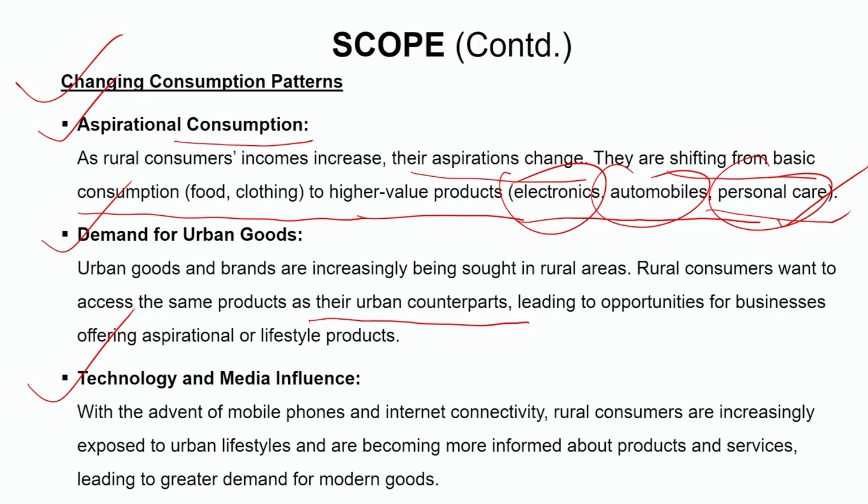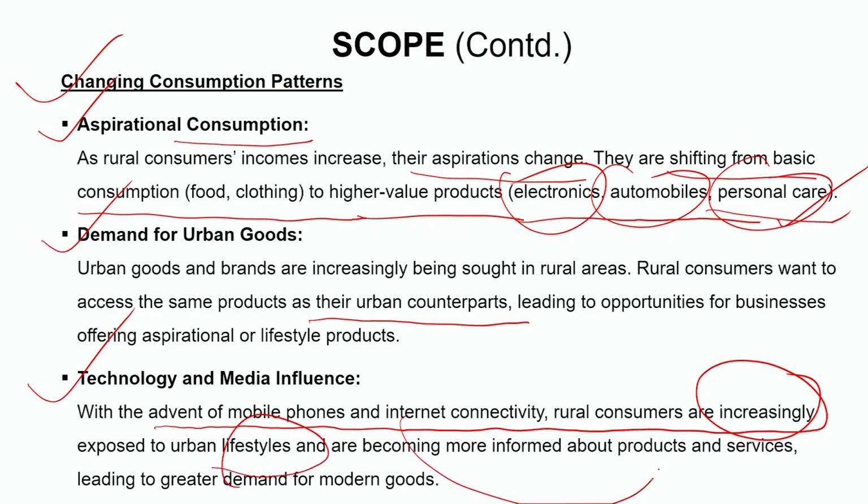Basically, we are trying to change the lifestyle and the living standard of the rural consumers by matching up to the demands of the urban goods. Third, we see that we have a technology and media influence, which, as I gave in the example, with the advent of mobile phones and internet connectivity, rural consumers are increasingly exposed to urban lifestyle and becoming more informed about the product and services, leading to generate demand for modern goods.